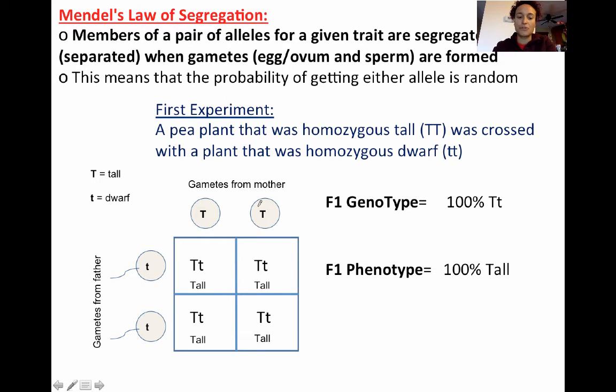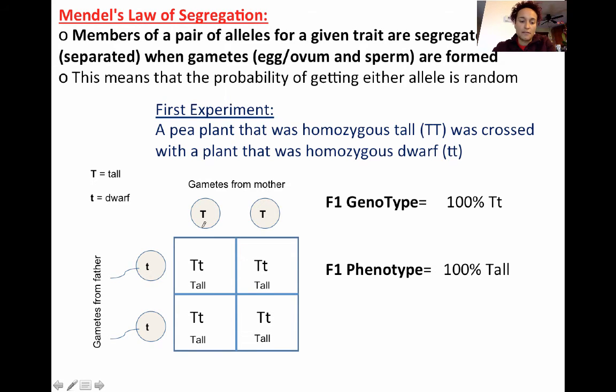What this little visual shows us is that we have eggs from the mom and sperm from the dad. Now, that first pea plant that we had was homozygous dominant, so we have two capital T's here. And that second plant that was crossed was homozygous recessive, so we have two small t's here. The way that we look at this is that we put our gametes on the outside because either of these eggs could combine with either of these sperm to produce offspring. So this little box here, this square, gives us an idea of the probability of different sperm and egg combinations.